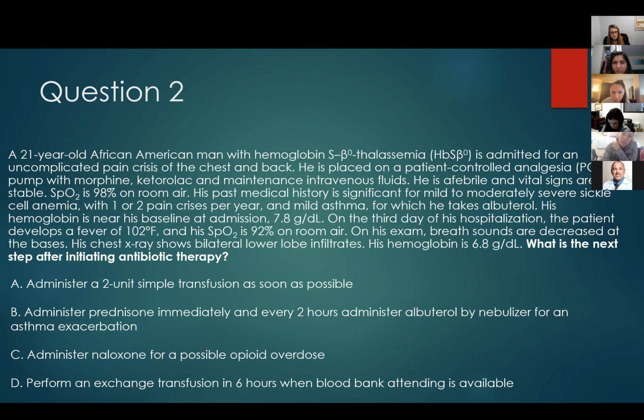On the 3rd day of hospitalization, this patient develops a fever of 102, SpO2 of 92. On his exam, breath sounds are decreased at the bases. His chest x-ray shows bilateral lower lobe infiltrates. His hemoglobin 6.8. What's the next step after initiation of antibiotics?